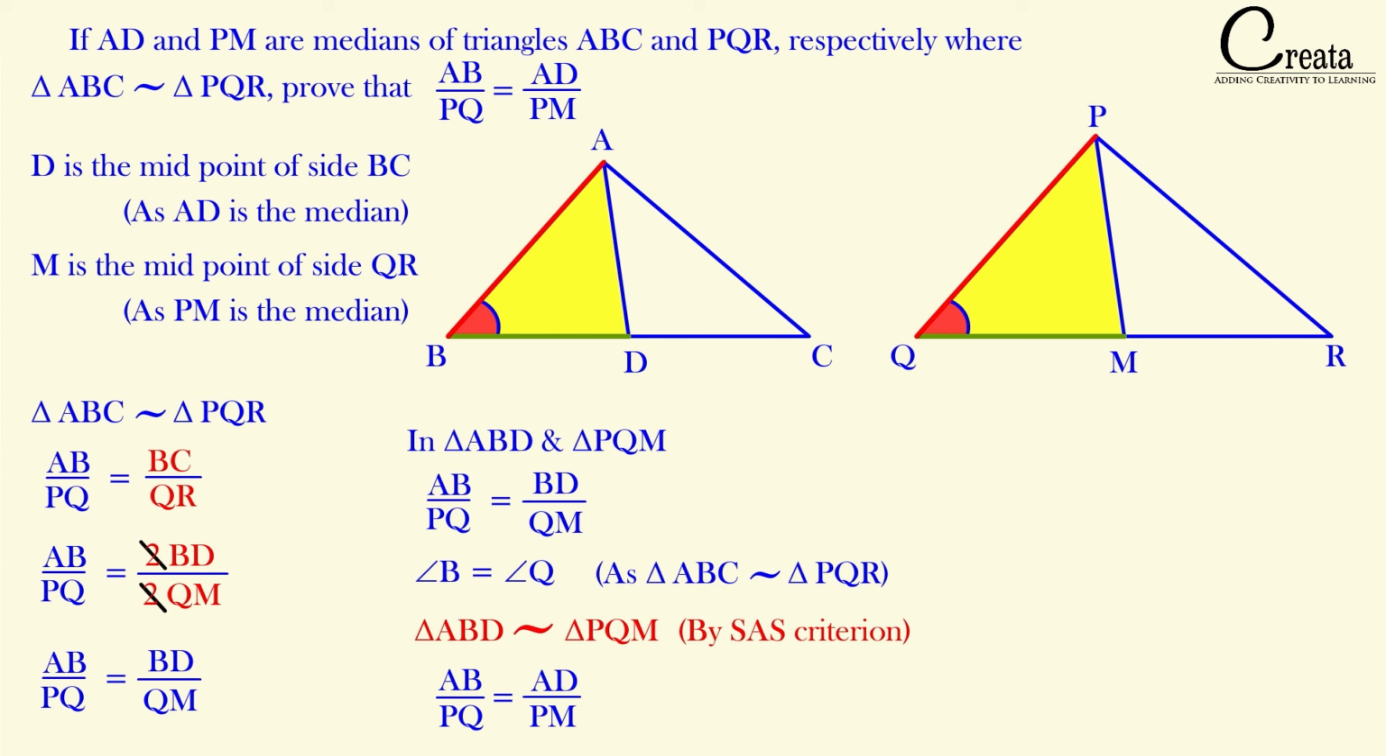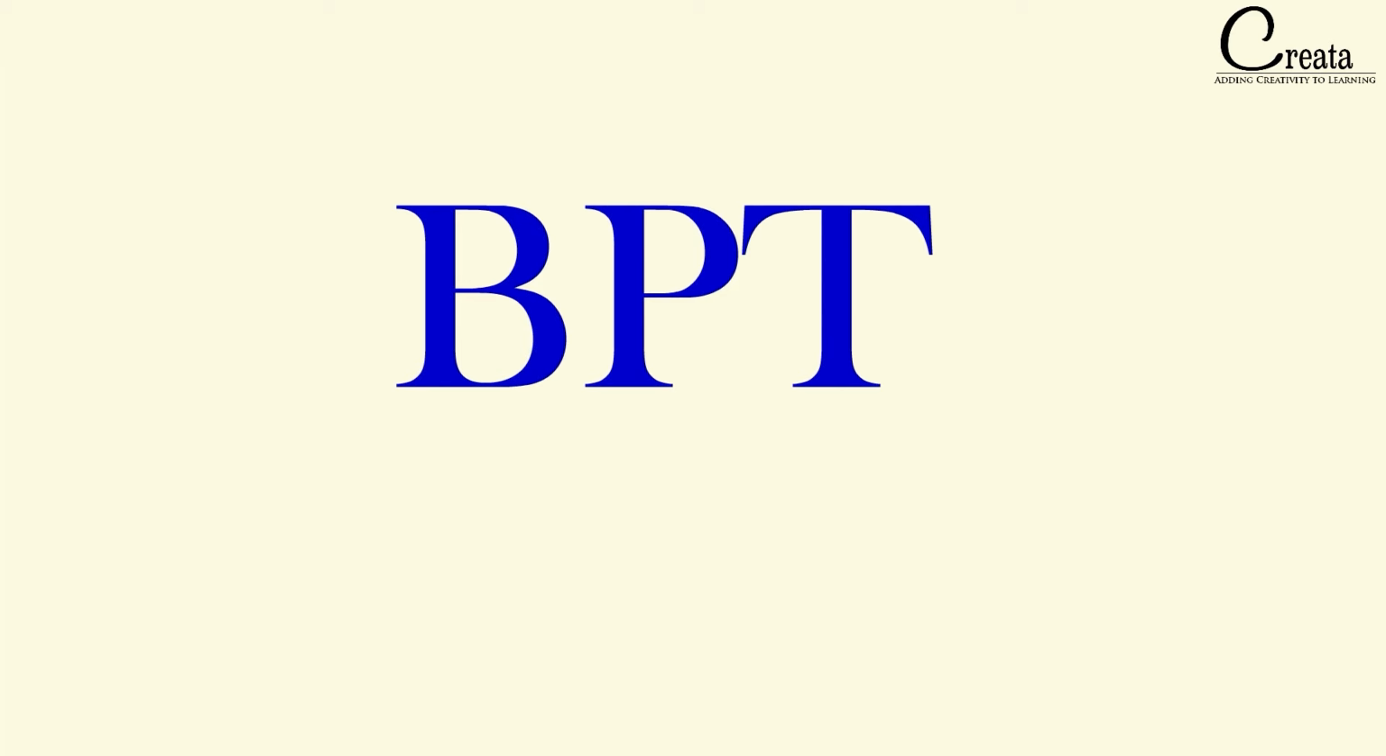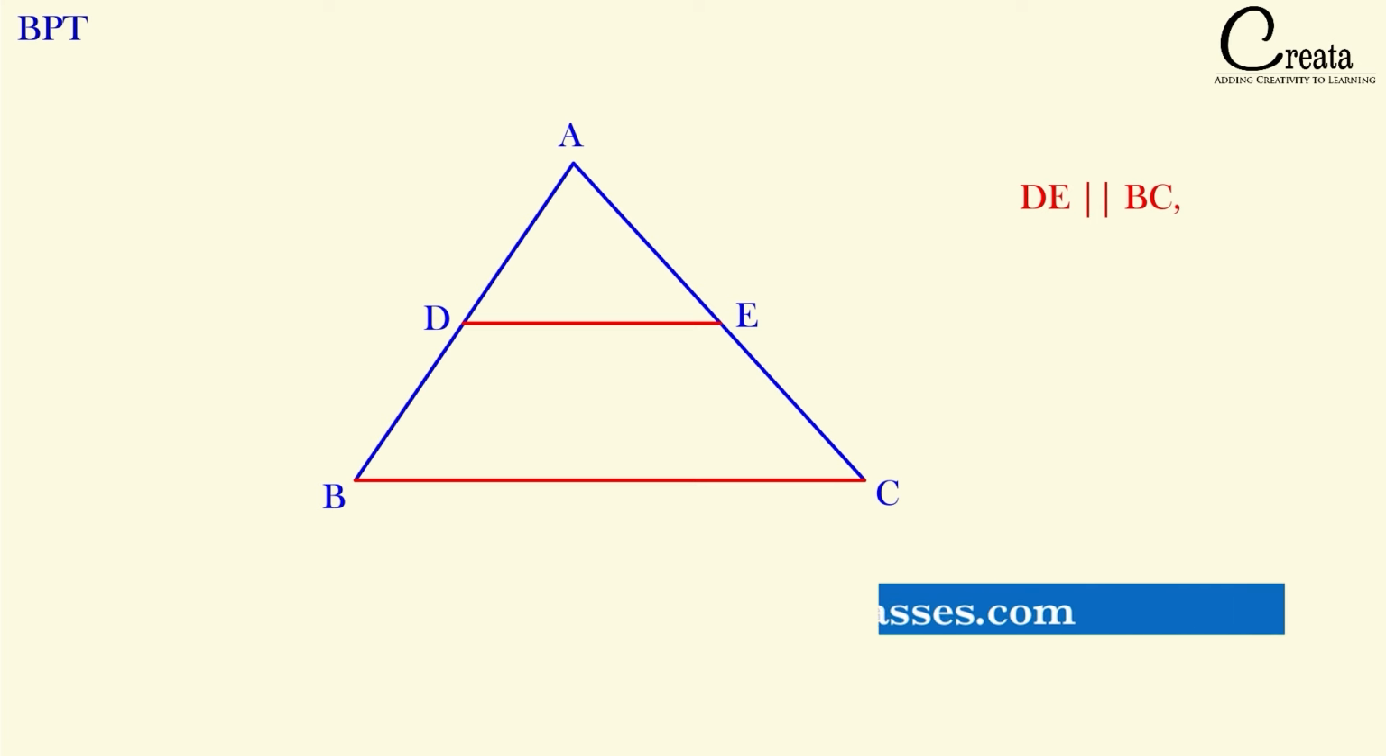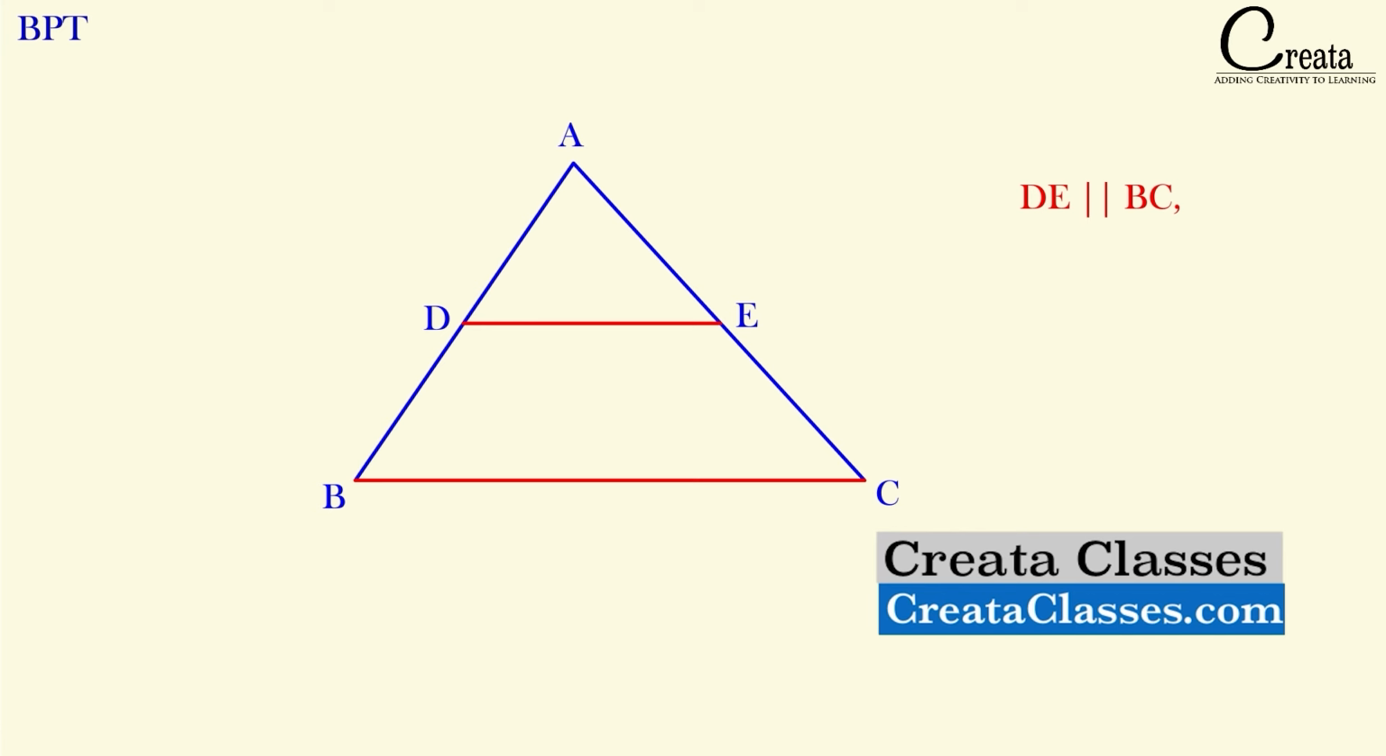Now let's move to the next concept of BPT, the basic proportionality theorem. Let's understand this concept. Let's have a triangle ABC and let's draw a line DE which is parallel to BC. DE can be anywhere, it can be on the upper side, lower side, on the mid part, anywhere, but it should be parallel to BC. Both of these line segments should be parallel to each other.